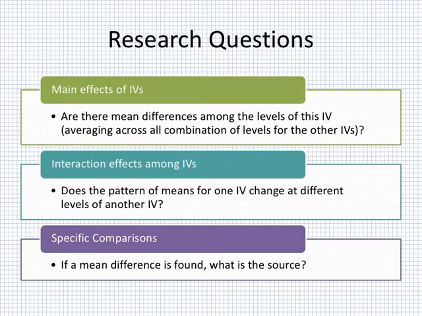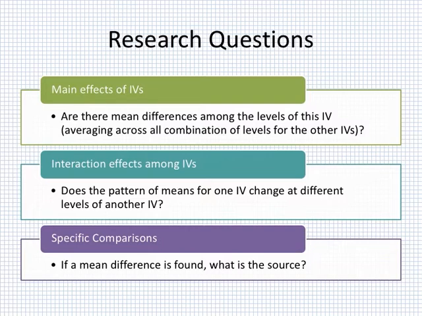And then we have an interaction effect. The question that we're answering is, does the pattern of means for one IV change at different levels of another IV? So what it means is, okay, textbook A is better than textbook B. Does that differ across those who have taken more stats courses versus fewer? Or is it consistent across both conditions, both situations? That's an interaction effect.